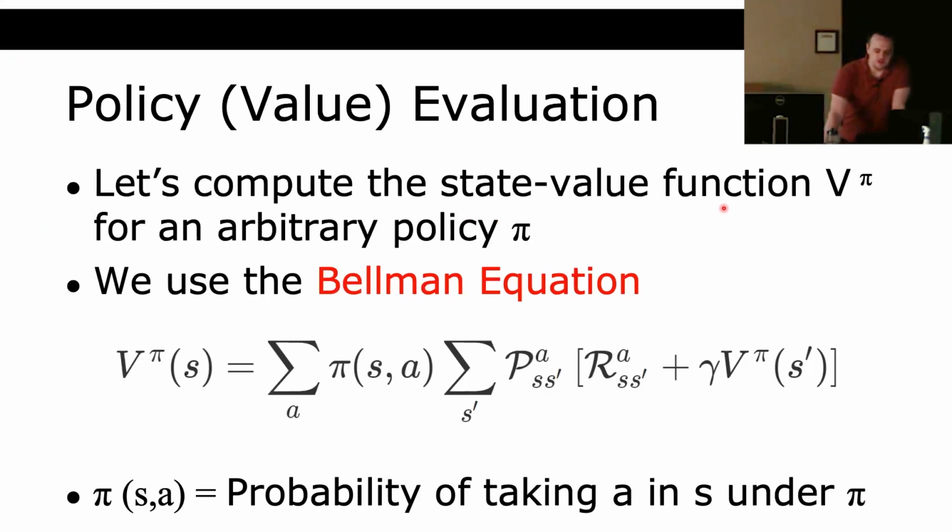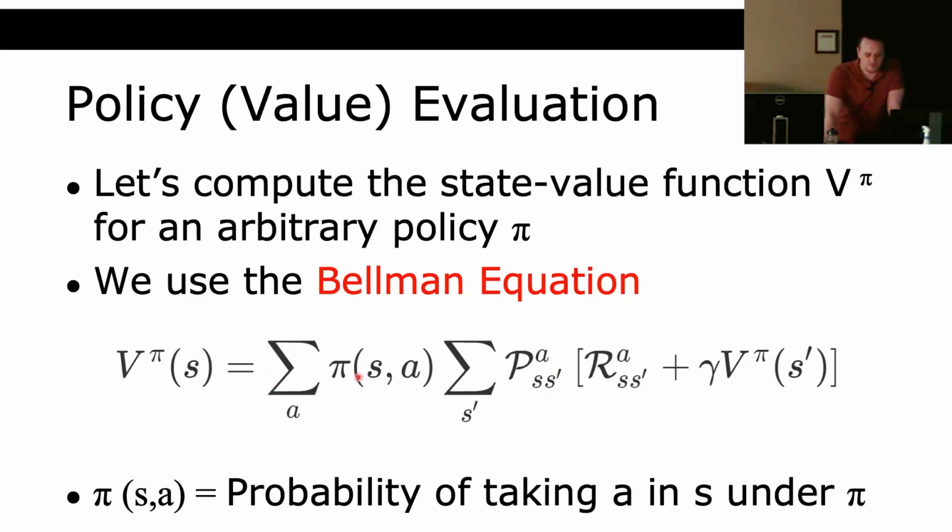So let's compute the state value function v pi for an arbitrary policy pi. So we're going to use the Bellman equation. And v pi of s, that's what we were just trying to calculate. This is what we were trying to do, okay? So let's have a look at this formula. Here, we're looping over all of the different actions, right? So pi of s,a is the probability of taking a in state s under policy pi. That's a tongue twister.